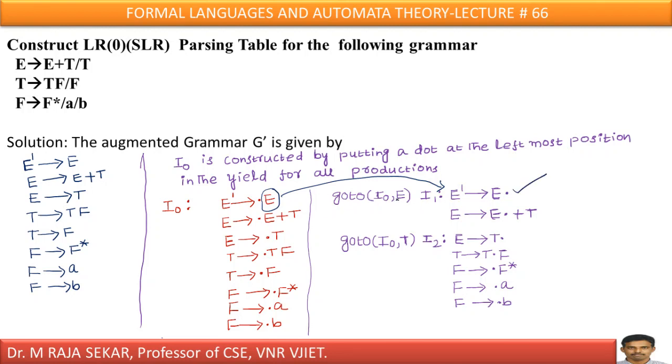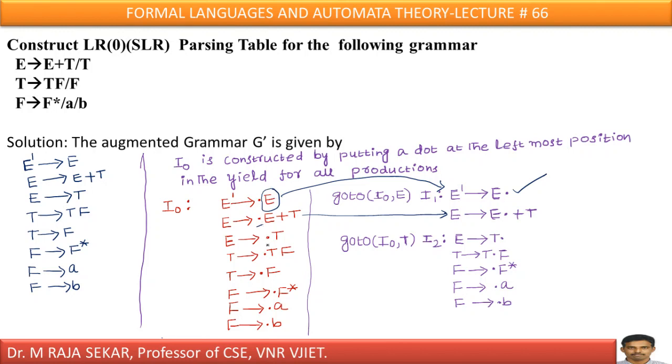Now, goto of I0 comma E. Here also I have the capital E letter. Therefore, I must move the dot to the right side. E goes to E dot plus T. Just see, E goes to E dot plus T. After the move, is there any capital E with a dot on its left side?